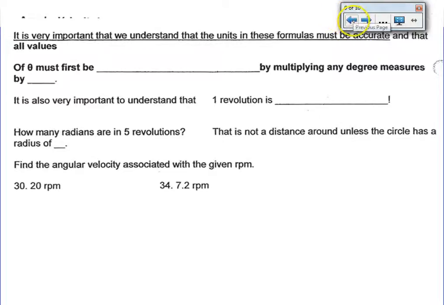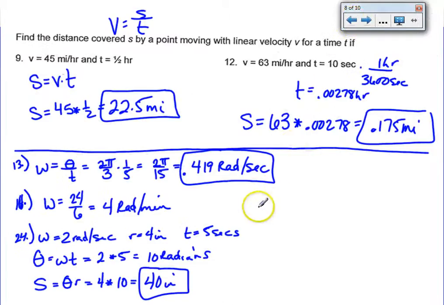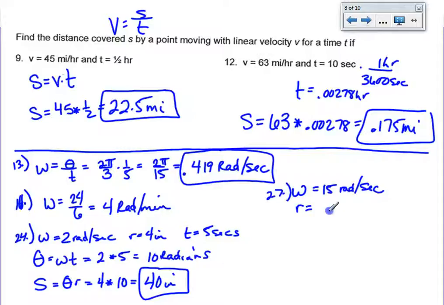Oops, I did skip 27, but, oh, actually we better go back to 27. It's a little tricky. So omega is 15 radians per second. And then your radius of this wheel is 5 feet. And then this is the tricky part, if you don't notice it. T is 1 minute. So we have an issue with labels. So instead of saying that's 1 minute, I'm going to go ahead and convert that to 60 seconds. Because I'm going to forget.